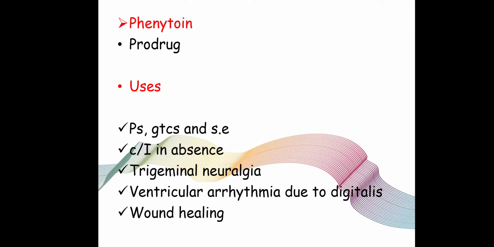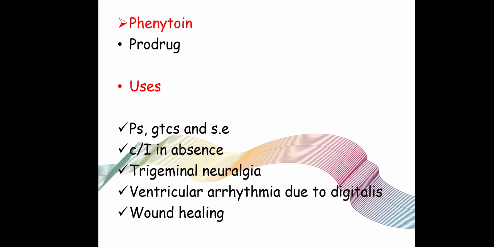Now, phenytoin is one of the oldest drugs which is still used in epilepsy. It is still a first line management drug for epilepsy, along with the newer drugs. So basically, phenytoin is a drug. It also has a prodrug that is known as fosphenytoin, and both are used in the different types of epilepsies.